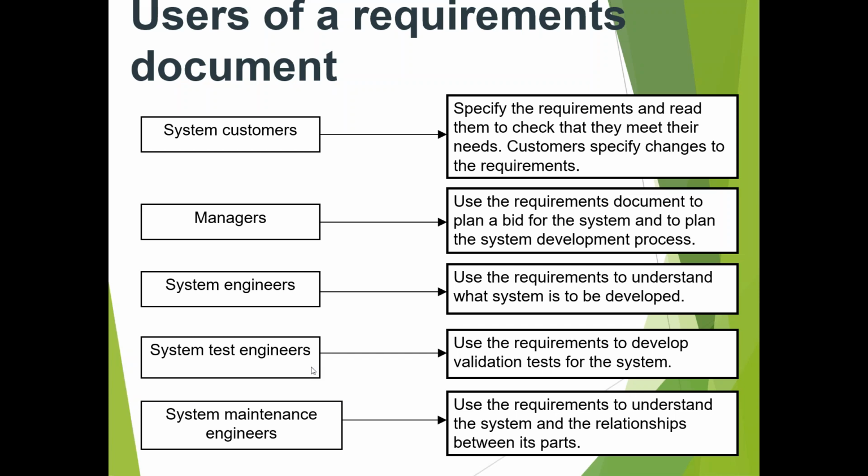The maintenance engineers use the requirements to understand the system and the relationship between its parts. So they know that one requirement leads to something else. So you can see the different sections of the software system itself based on the requirements, because the requirements would have been written in such a way that it could be in units or in different parts. So the system engineer is able to see what each unit of the software should do or how it behaves.